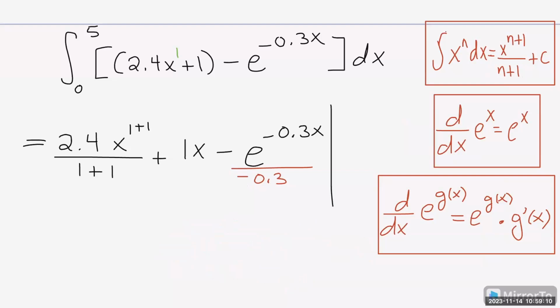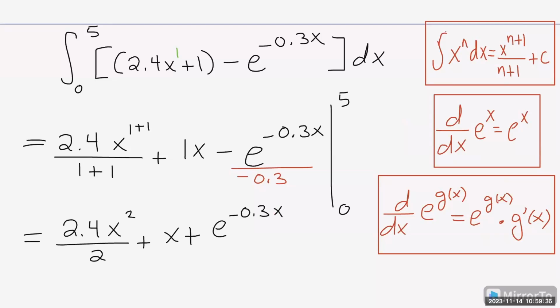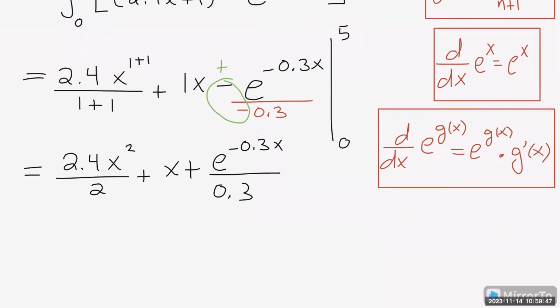From here, I put my limits of integration, the 0 and the 5, and I'm going to apply the fundamental theorem of calculus, but first let me just rewrite this as 2.4 x squared over 2 plus just x minus, or I see a double negative, so it'll be plus e to the negative 0.3x over 0.3. I just saw this double negative right here, so I just wrote it positive. And again, we're evaluating this from 0 to 5.